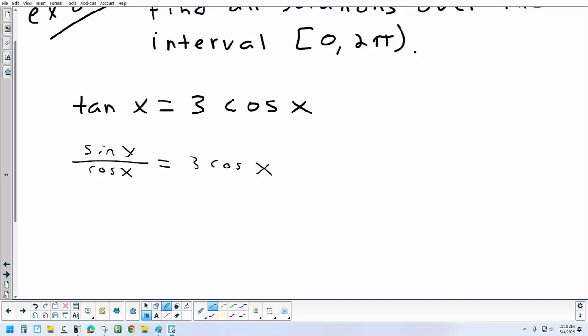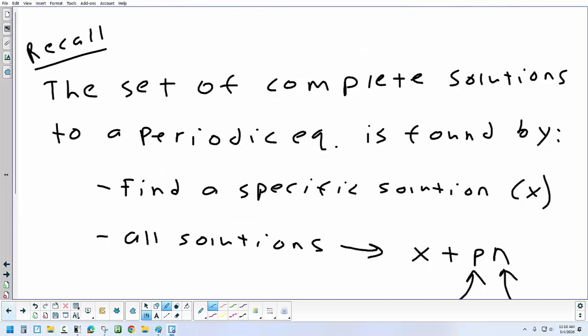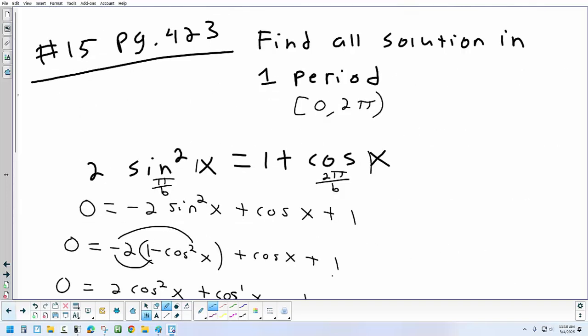Davis? Multiply both sides by cosine. Yep. Now is it starting to look like a quadratic? You have the trig function squared on one side, not on the other. That's exactly what you just had in the last problem. A trig function squared on one side, not on the other. So now it's just like this problem.